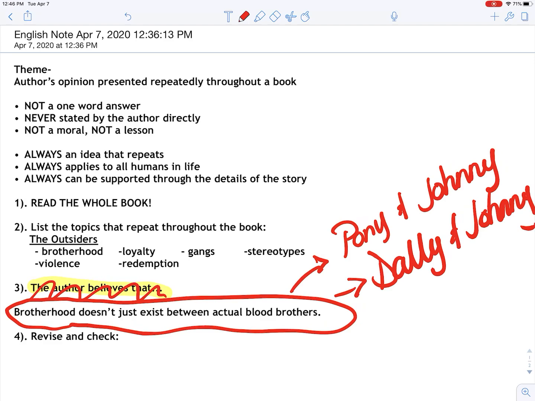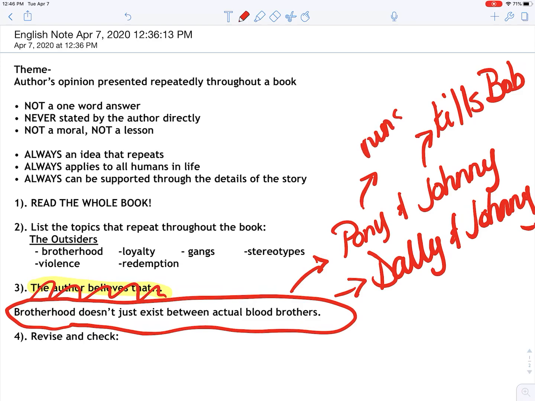When we think about Pony and Johnny showing brotherhood, where does that get shown? Right away, from early on in the novel, Johnny kills Bob to protect Pony. Pony runs away with Johnny to make sure he's not alone and to protect him. Because remember, Pony didn't do anything illegal until he ran away. So that means that this example works.